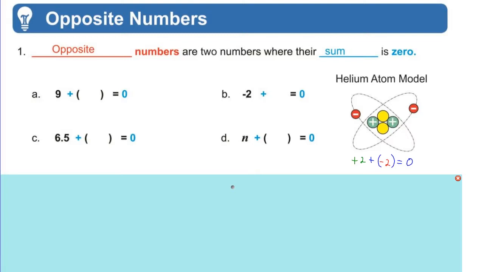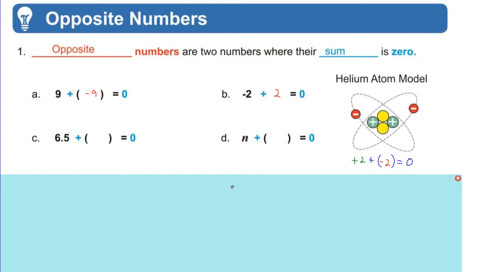So let's work quickly through some of these problems that we have here. A says 9 plus what would equal 0? And that would be a -9, right? 9 plus -9 equals 0. Look to the right there for B, -2 plus what would equal 0? In that case would be a 2.